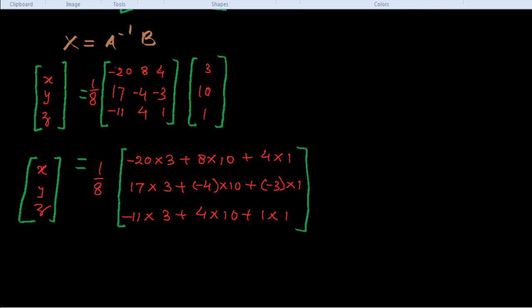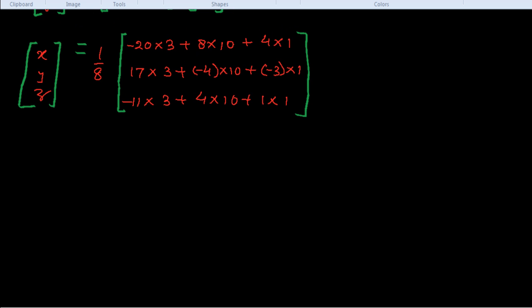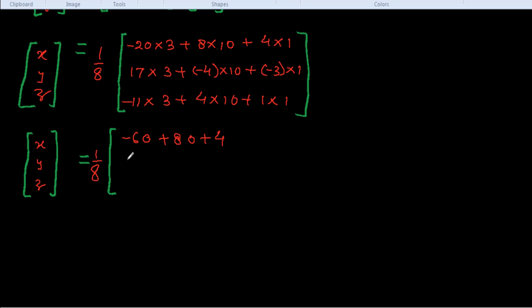Now we simplify this. So we get x, y, z equal to 1 over 8 times: minus 60 plus 80 plus 4, then 51 minus 40 minus 3, then minus 33 plus 40 plus 1.